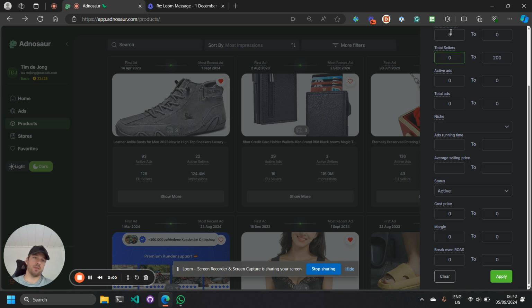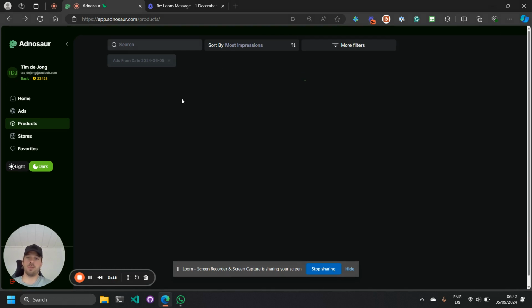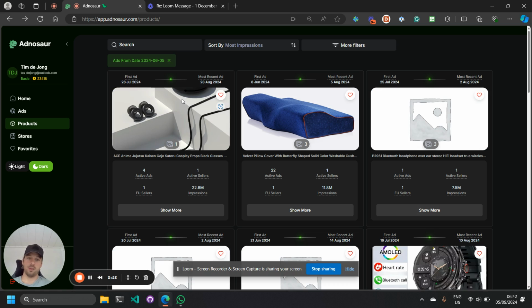Another thing you can do to find less saturated products is go to the ads running time and put it at 4 months ago. That means that's the first time this product has been seen, 4 months ago. Then you still keep it filtered on impressions because you see the best of those 4 months, at least in the EU, because impressions are only scraped in the EU.